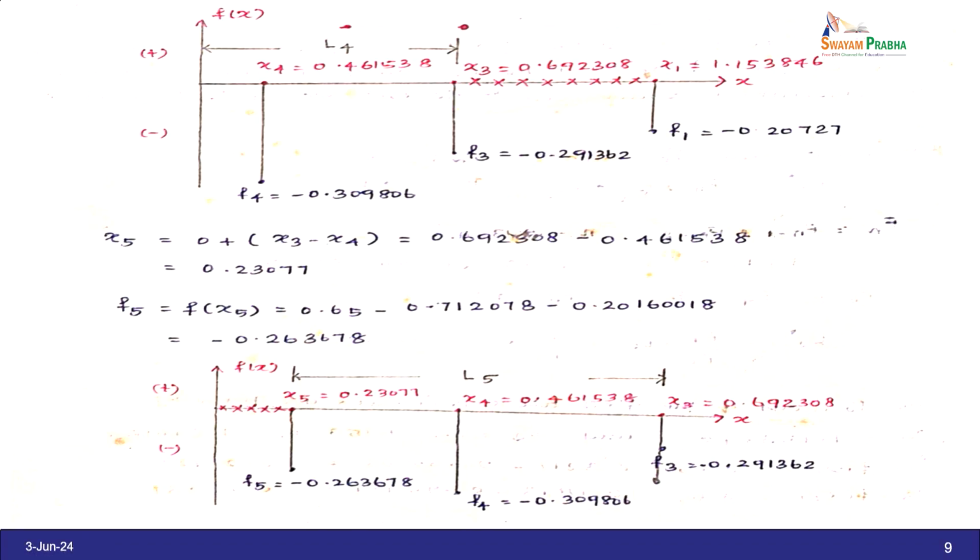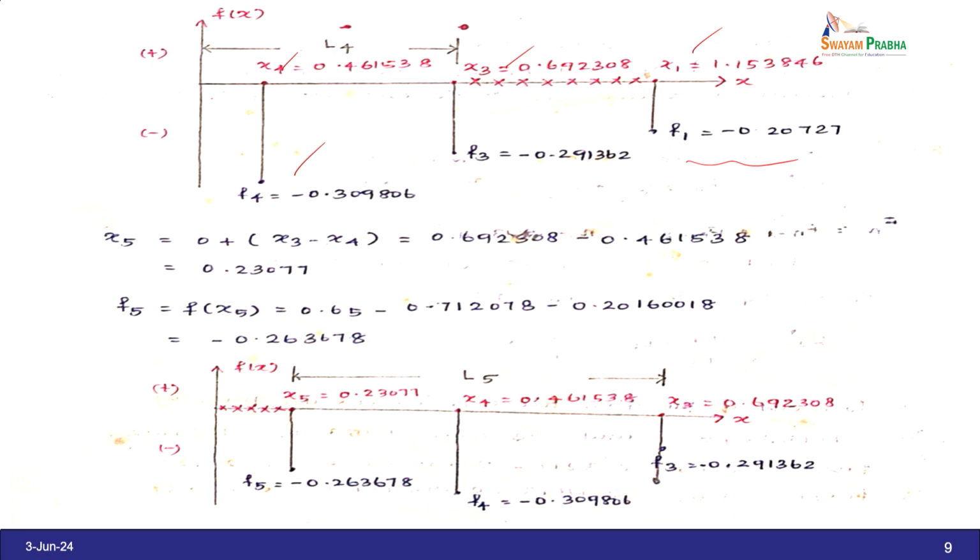Now, x4 you know, x3 you know, x1 you know. Take the graph and compare: x4 is lesser than x3, and x3 is lesser than x1. In the comparative study, the corresponding functions are f4 is minus 0.309, f3 is minus 0.291, and f1 is minus 0.207.